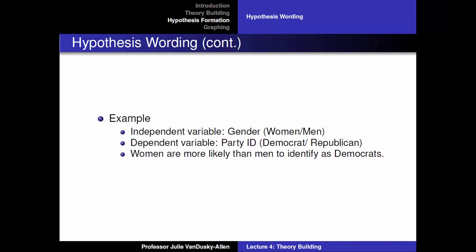Note that this hypothesis illustrates how variations in the independent variable, women versus men, influence variation in the dependent variable, Democrat versus Republican. Women are more likely than men to identify as Democrats versus identifying with Republicans.